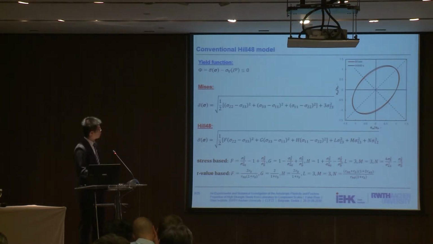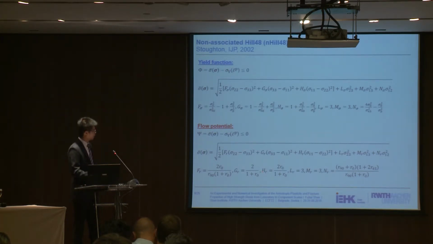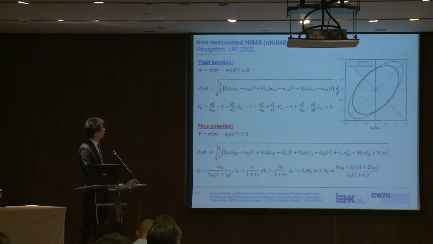So in order to overcome this shortcoming, some researchers have proposed the non-associated Hill 48 model, in which they apply, for example, the stresses to calibrate parameters in the yield function and R values to calibrate those parameters in the flow potential, in such a way that the yield function and flow potential are separated. There we can see that the yield locus and flow potential are different in this model. The yield locus is used for the stress update, while the flow potential determines the flow direction.